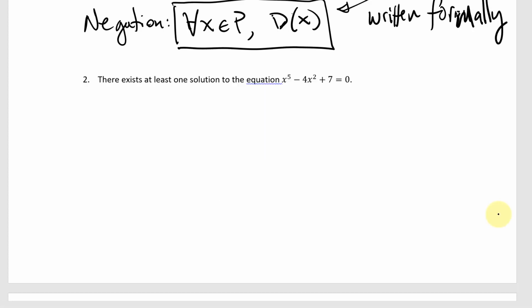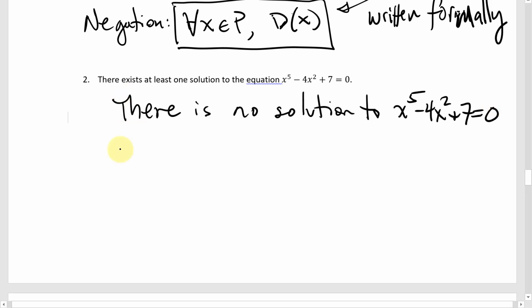Second example, the given statement is there exists at least one solution to the equation x to the fifth minus 4x squared plus 7 equals 0. So we want to write a negation to that. Just informally, in everyday language, or a sort of pseudo-mathematical language, we could say to negate there exists a solution, we would say there is no solution.